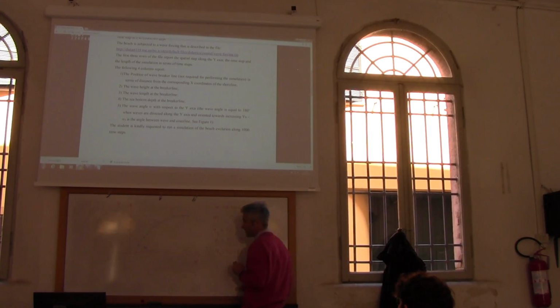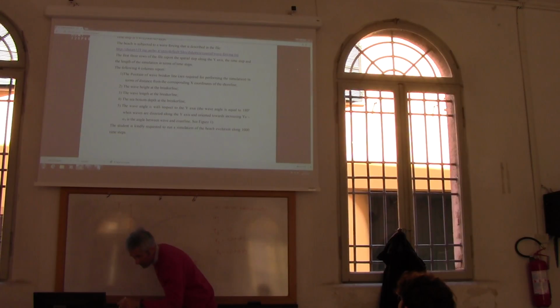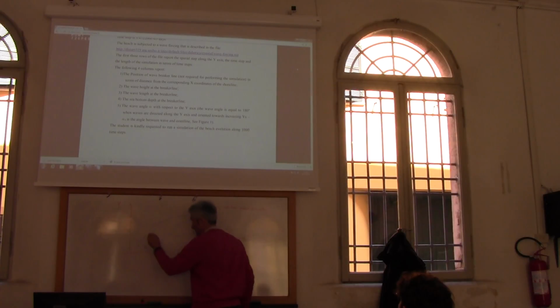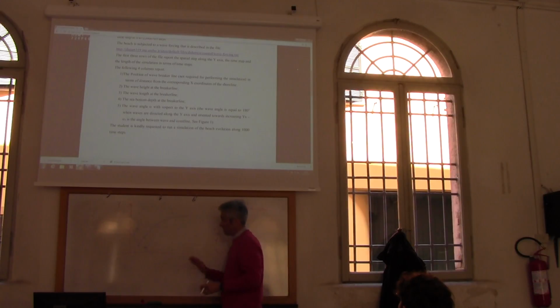Good. So what is the wave angle? Let's read here. The wave angle with respect to the y-axis, and between parentheses, the wave angle is equal to 180, so pi, when waves are directed along the y-axis and oriented towards increasing y. What does it mean? It means that alpha is this angle here. Because, look, if the wave was directed along increasing y, you would get this angle alpha equal to 180, which is what is written there.